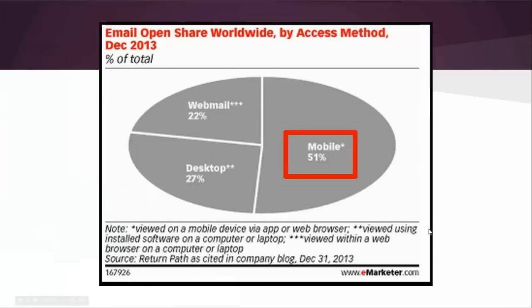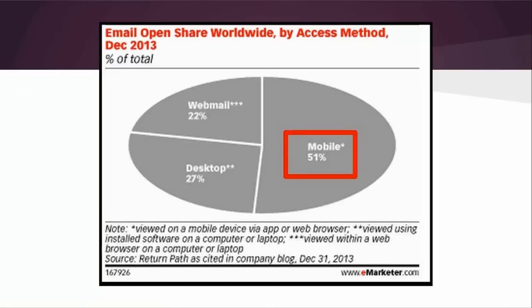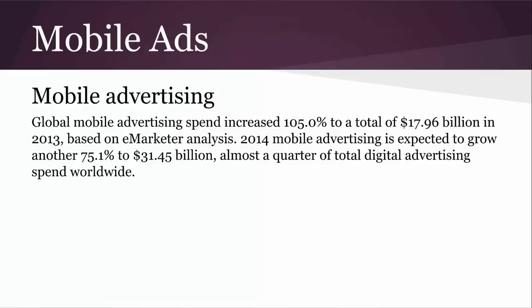So that being said, this is a graphic that I could probably have tweaked up and made look a little nicer. I just grabbed it straight from the source, but it shows that mobile email is opened up a lot more than desktop, and webmail basically is desktop too. So email is another great way to reach your mobile audience in 2015.